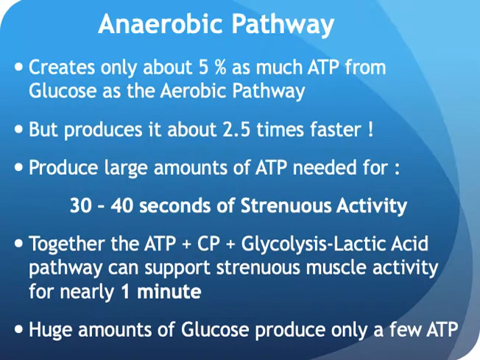So here is my anaerobic pathway, and this is the important part of understanding why we want to use the aerobic pathway if at all possible. My anaerobic pathway creates only about 5% as much ATP from glucose as the aerobic pathway. So if I can use my aerobic pathway, I'm going to get way more ATP from that glucose that I broke down into the pyruvic acid. If I have to use my anaerobic pathway, I'm going to take those two pyruvic acids, but I'm only going to get about 5% as much, which is a huge loss, right?